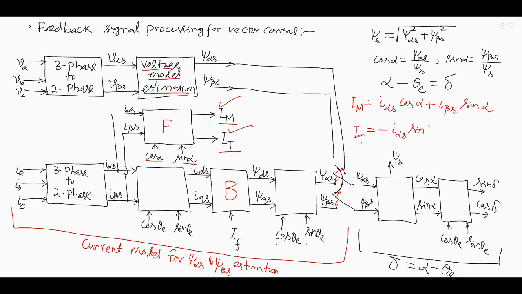You can see this IM axis, that is along the psi s axis, is making angle alpha with the alpha frame. So, components I alpha s and I beta s are used, and angle alpha is used to give IM and IT. Then the final block is this B block, which gives the estimation of psi ds and psi qs from IDS, IQS and IF. That we will do now.